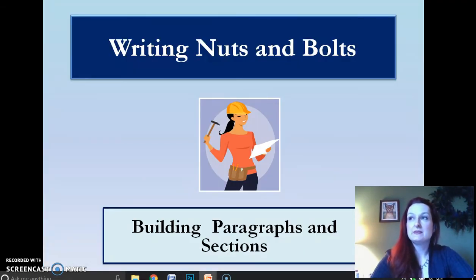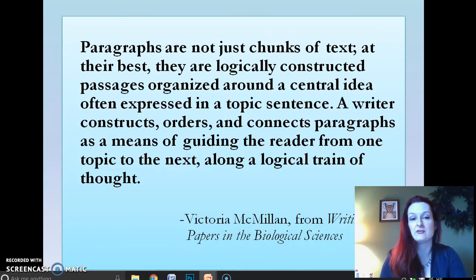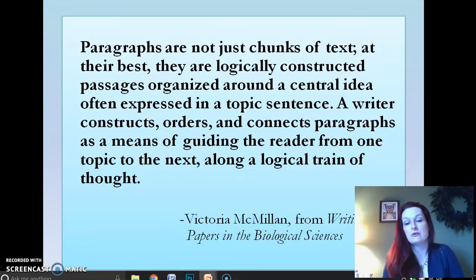Okay, so moving on from introductions and purpose statements to the body of the paper and how to build a strong paragraph and section. And if you can learn how to build a strong paragraph, you've really learned almost everything you need to know about writing a good paper, because those are the building blocks of a good paper. This is a quote from a great science writer, Victoria McMillan. She's a biologist, and she wrote a book called Writing Papers in the Biological Sciences.